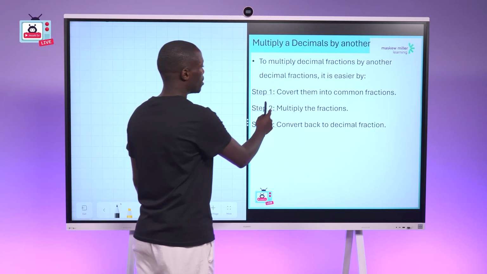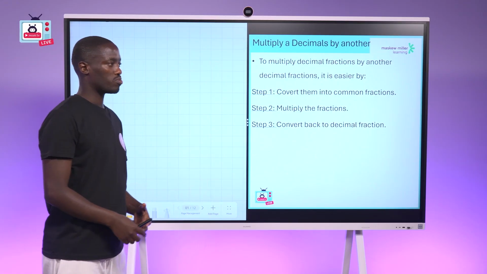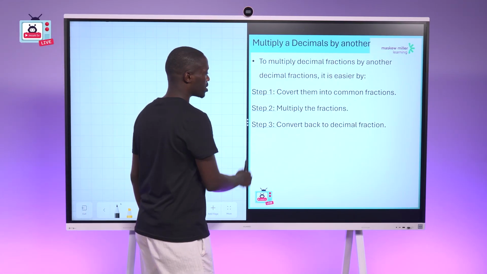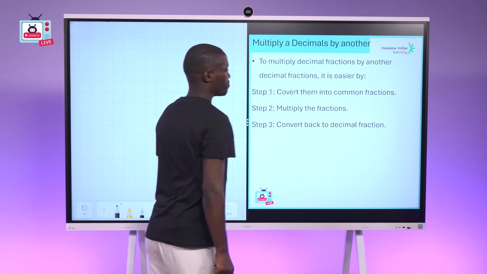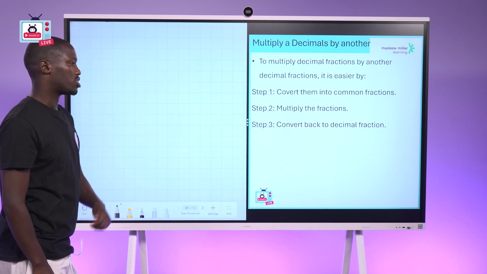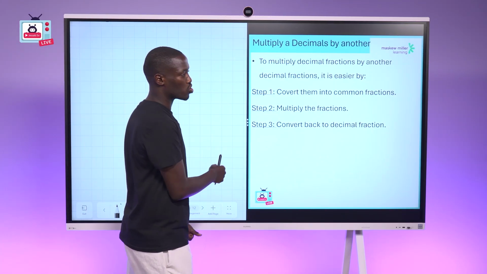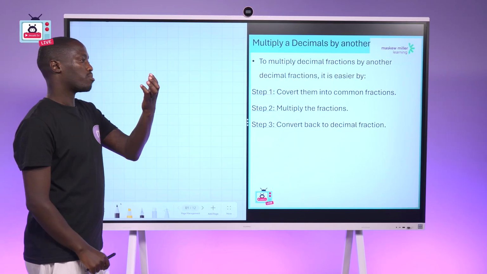Now, step 2, multiply the fractions. We know how to multiply fractions. Numerator, multiply by numerator. Denominator, multiply by denominator. Step 3, you convert back to the decimal fractions. Remember, how do you convert back to decimal fractions? That's what we're going to do here. We had the tenths, the thousandths, the 10,000s, and so on and so forth. That's how we will be doing our conversion back to decimal fractions. Let's see this with some examples.